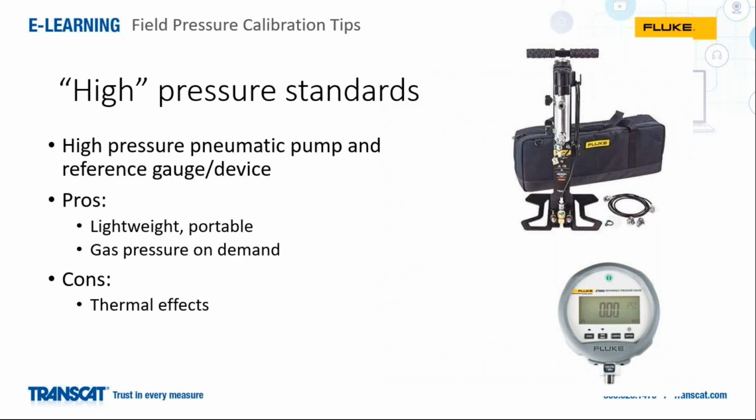We talked earlier about the idea of generating pressure on site for pneumatic calibrations. This would be an example of something that would do that, which is a high pressure pneumatic pump along with some sort of a reference gauge or reference device. So this is lightweight, portable. There's no gas bottles, so pressure is generated on demand. This may help satisfy safety concerns.